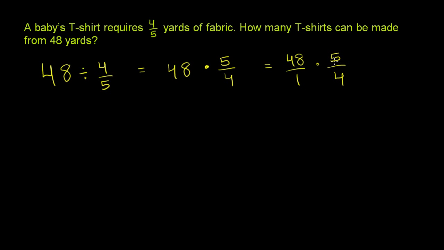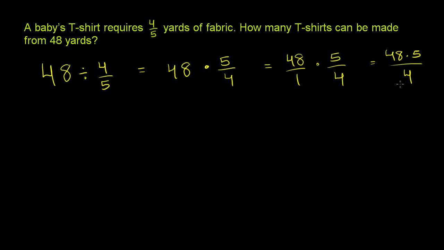Now, we could just multiply it out at this point, figure out what 48 times 5 is, and that'll be over 4. But that'll get big numbers, and it'll be hard to kind of divide and all that. But we could divide at this stage right here. We could divide the numerator and the denominator by 4. Or we could say, look, this is going to be equal to 48 times 5, whatever that is, over 4.